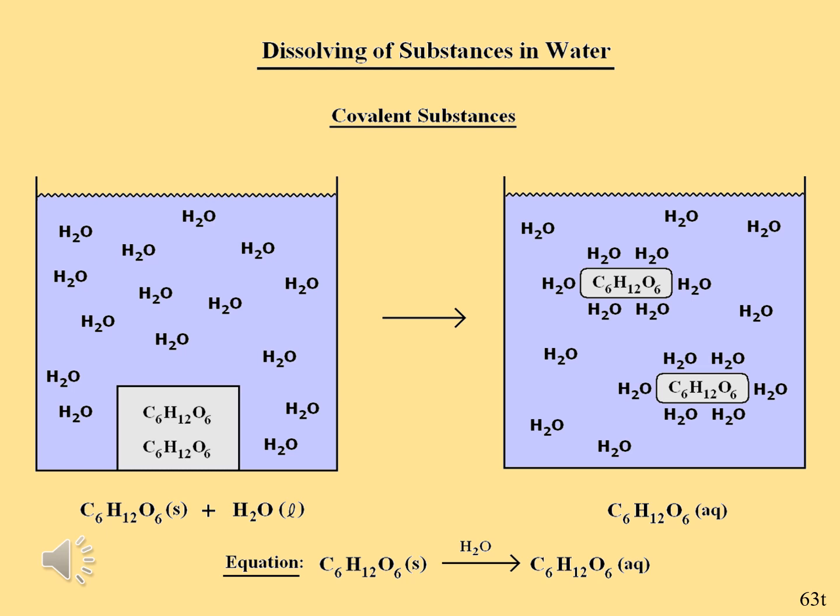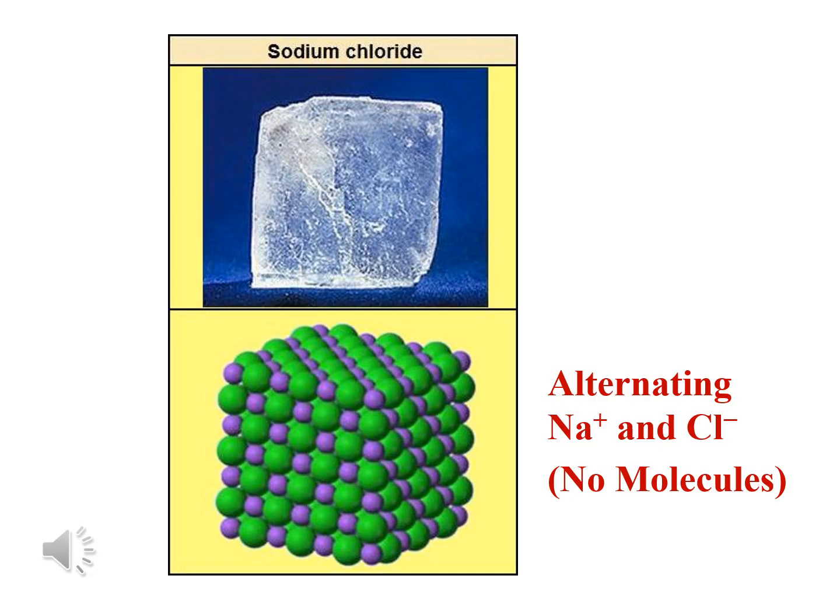Now the thing is, there are no charges here because covalent molecules are neutral. That's the reason why covalent substances do not conduct electricity when they dissolve in water, because they have no charge. The way I wrote this equation was just to change the solid to aqueous, because that's really all that happened. It just got surrounded by water. But if instead you dissolve an ionic solid in water, like sodium chloride, there are no molecules. The only thing it is alternating positive and negative ions.